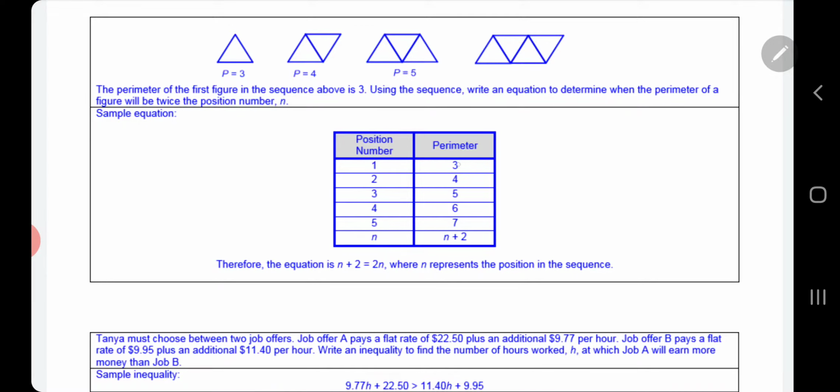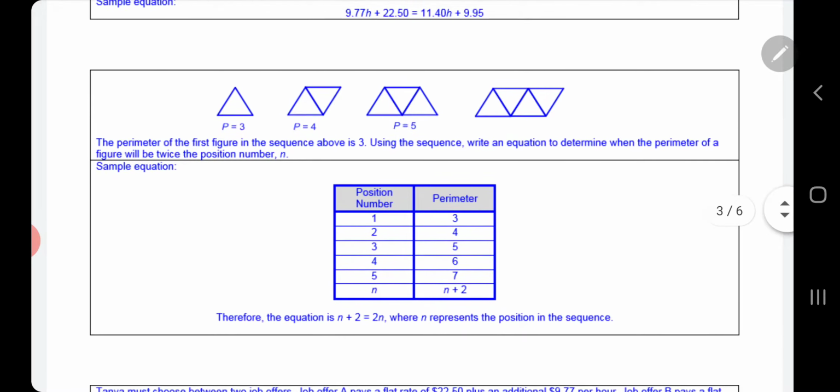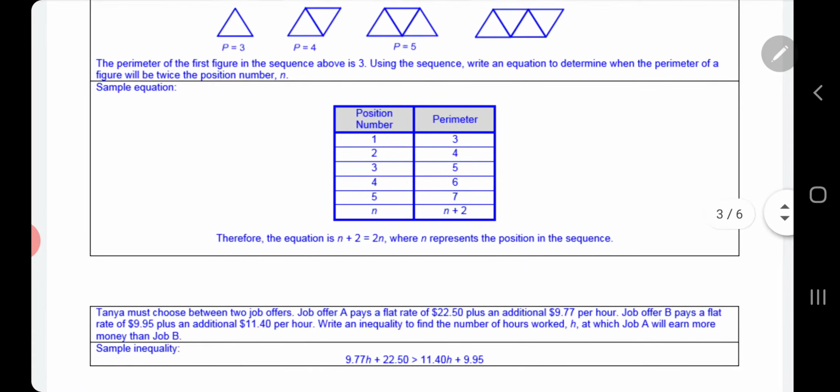Position number 1, perimeter 3; 2, 4; 3, 5. So we're just taking our position number, and to find the perimeter, we're just adding 2. Notice 1 plus 2 is 3, 2 plus 2 is 4. Therefore, the equation that we're looking for is the perimeter, n plus 2, equal to twice the position number, where n represents the position in the sequence. I know that one's a little confusing, so if you have questions on that one, come see me for tutorials.